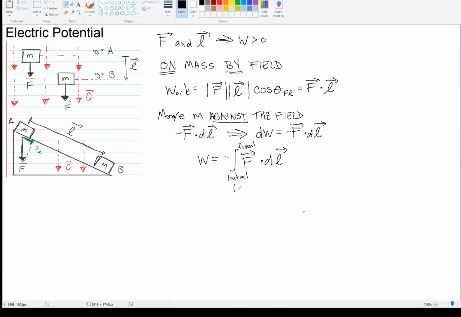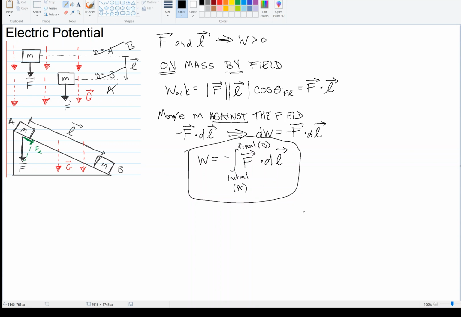Now your book uses, unfortunately, A and B, or it's common to write A and B here. So now we're talking against the field. So in my drawing, this would be A now, and this would be B. See, the perspective changes. Are you talking about on the mass by the field, or are you talking about against the field, by an external agent? So this is the work done by an external agent, negative integral A to B F dot dl. This is a line integral which we've discussed earlier in the semester.